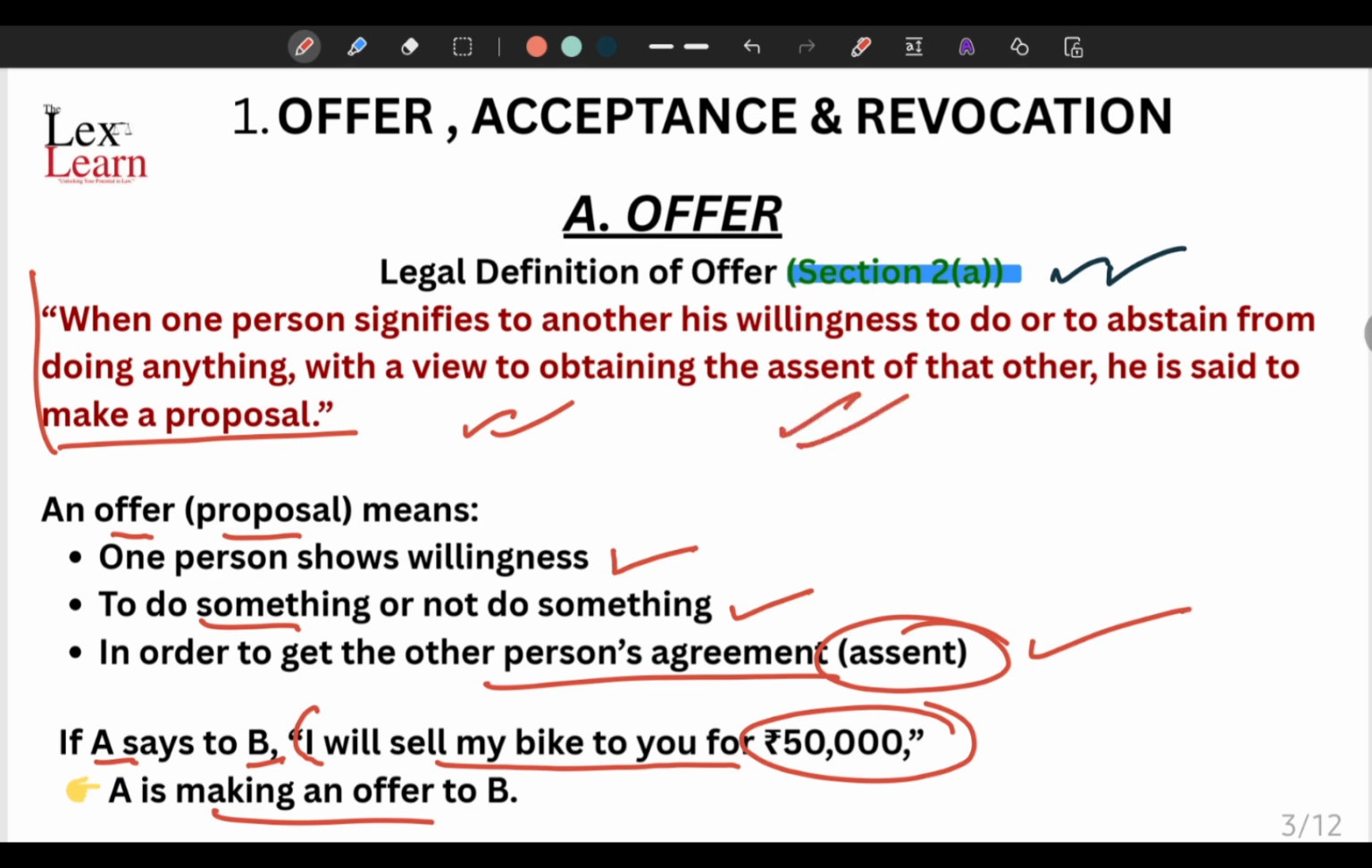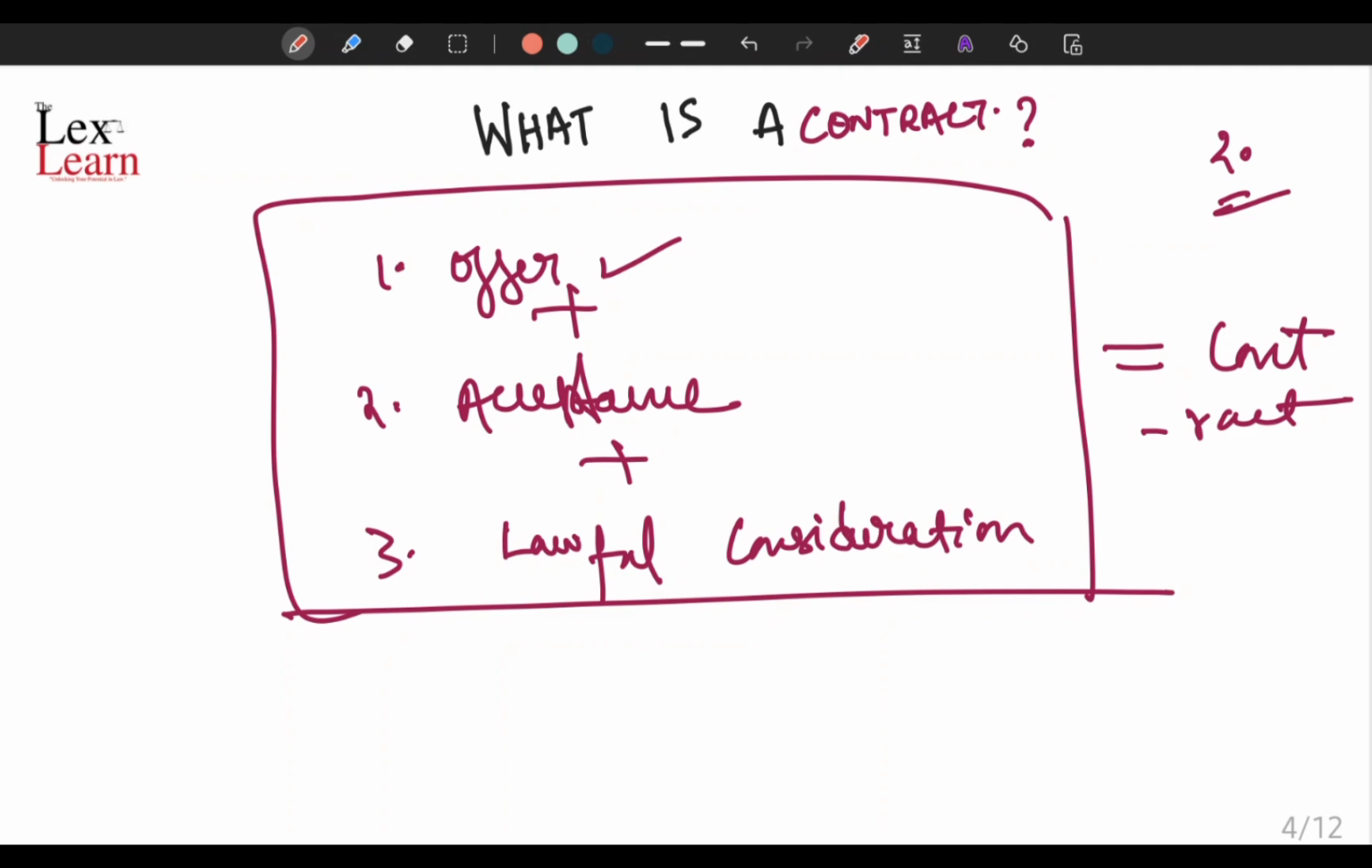I want you to remember this Section 2(a) definition. Read it by yourself; it's in very technical jargon, so read it twice or thrice until you understand it really well. Let's now understand what an acceptance is. I hope the first ingredient of our contract, the offer, has been satisfied. When one person shows his willingness to do something or not do something in order to obtain another person's consent or assent, it is known as an offer.